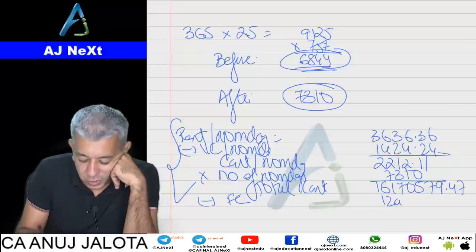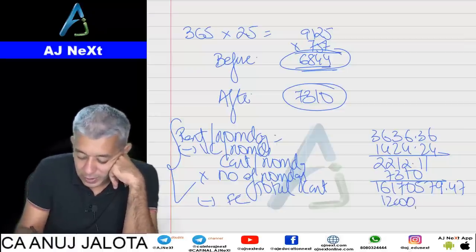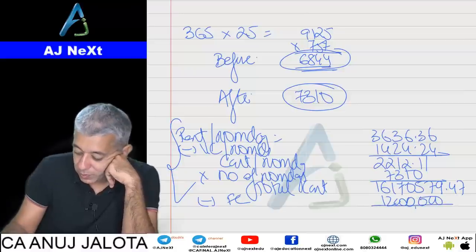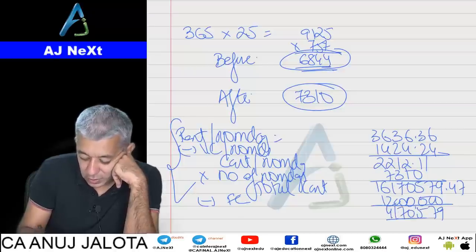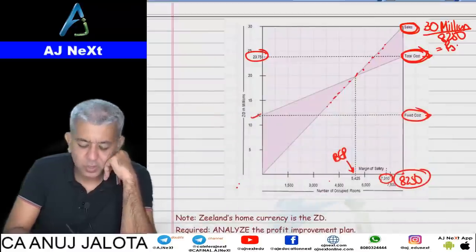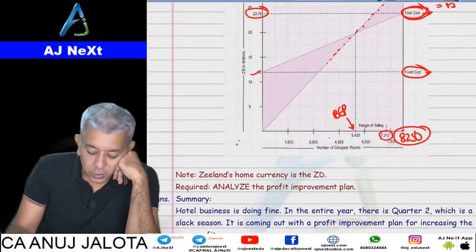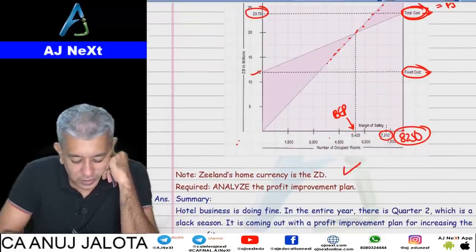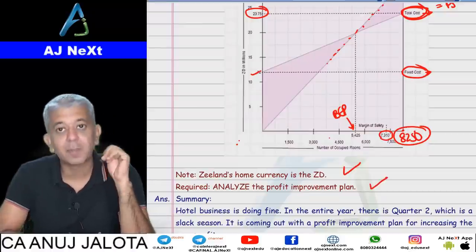बेटा तेरा फिक्स्ड कॉस्ट जो है ना वो 12 मिलियन का है, ओके. So therefore 4170579, ओके, this will be nothing but in this case your profit अगर आप उन लोगों ने रेस्टोरेंट वगैरह खोला. ये सब कुछ मैंने ग्राफ से पता कर लिया एक्चुअली. New Zealand's home currency is ZD, ओके. Analyze the profit improvement plan. तो आप ये बताओ ये वाला प्लान अच्छा है कि नहीं.